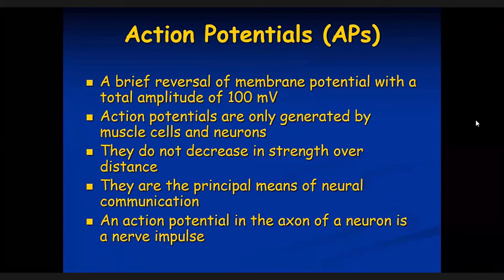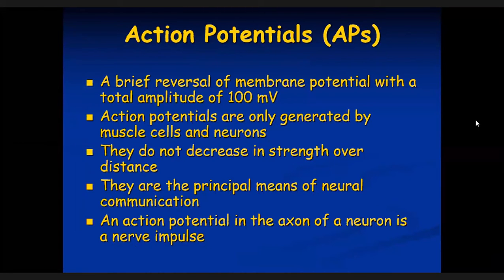As I've said, your action potential is a brief reversal of membrane potential with a total amplitude of 100 millivolts. Action potentials are only generated by muscle cells and neurons. They do not decrease in strength over distance. They are the principal means of neural communication. So when there is an action potential, there is neural communication.